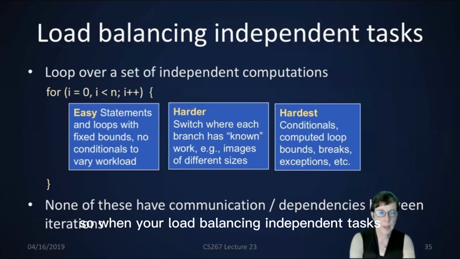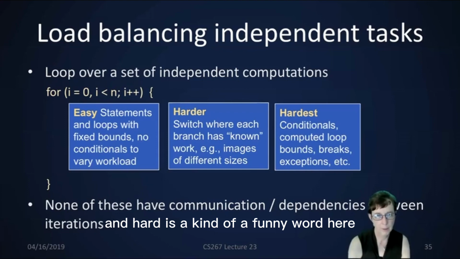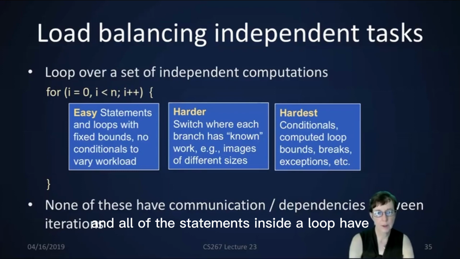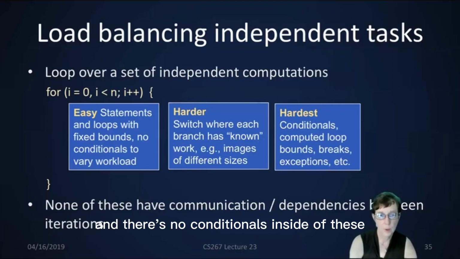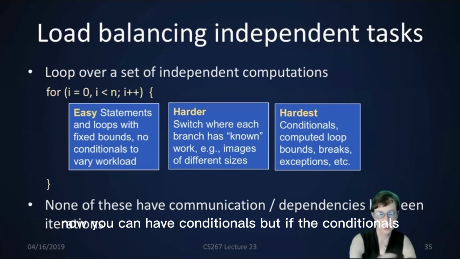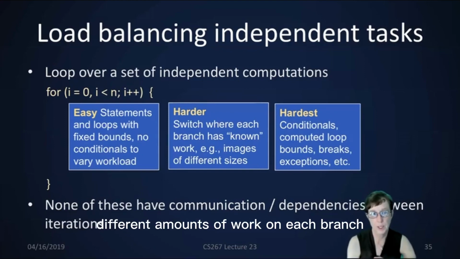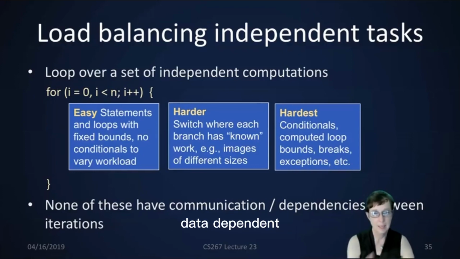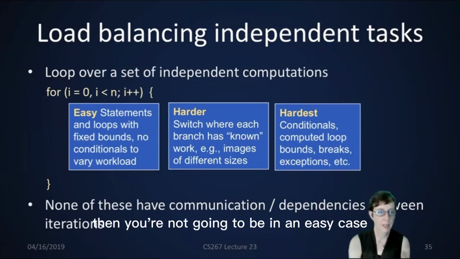So when you're load balancing independent tasks, one thing to think about is how hard it is, and hard is a funny word here. If I've got some loop and all of the statements inside the loop are either other loops that have fixed bounds, with no conditionals inside that are going to vary the workload. Now you can have conditionals, but if the conditionals have the same amount of work on each branch, you're okay. If they have very different amounts of work on each branch, or you've got something like a break statement or a while statement that has some data-dependent termination of the loop, then you're not going to be in an easy case.